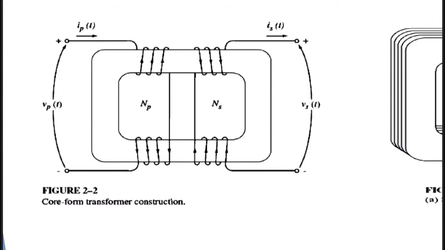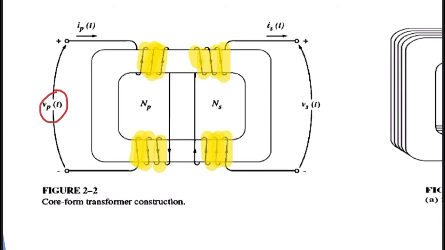As you can see here, this is the primary windings wrapped around the core, and this is the secondary windings. Here we have VP, the input voltage for the primary, and IP. In the primary, what is the meaning of NP? This is the number of turns for the primary, and this is the current for the primary.